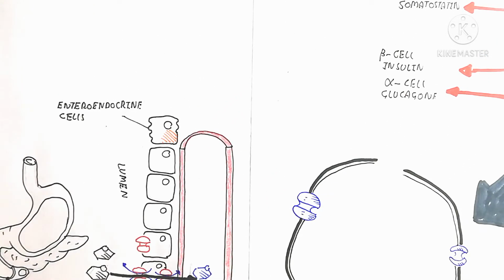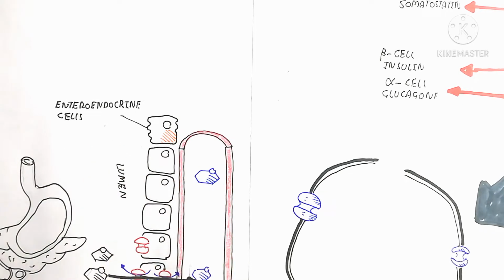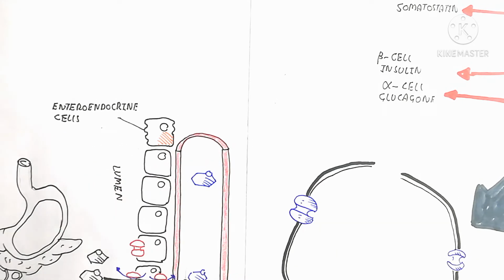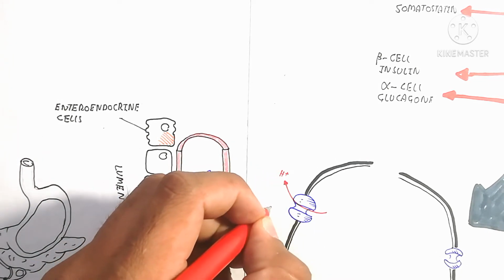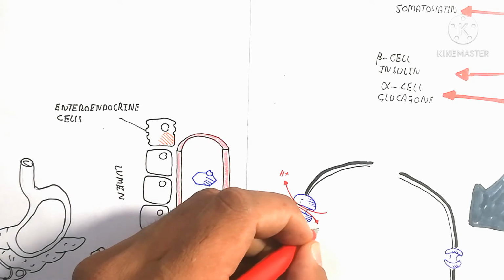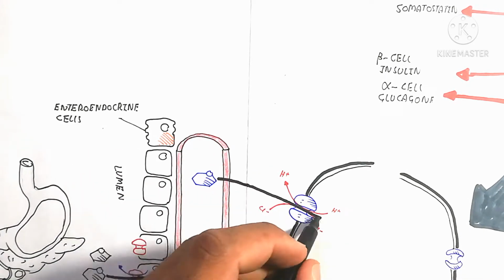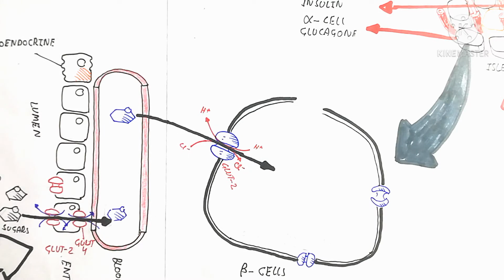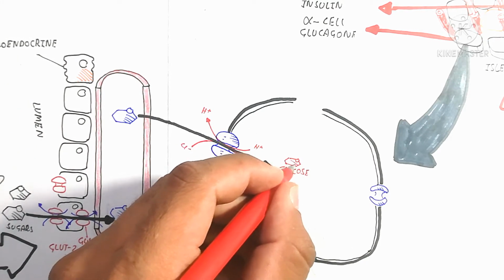So that is important. Ultimately, when sugar enters the blood vessel, the blood glucose level immediately becomes high. So what will happen? Here is the beta cell, and this beta cell allows the sugar to move inside by active transport.